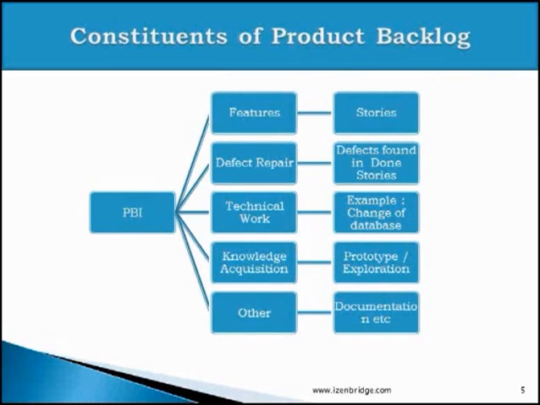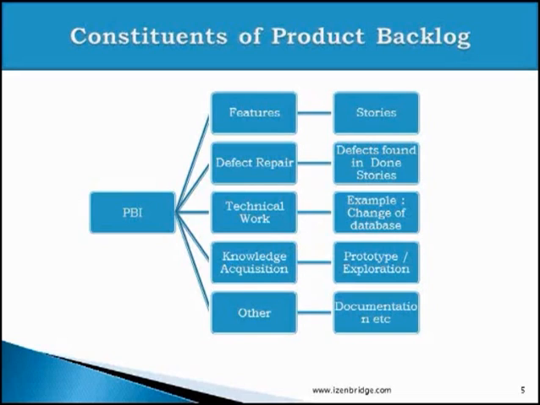So what is there in this product backlog item? Now majority of product backlog items are features. Features are usually written in the form of stories, but it's not mandatory to write all the features in the form of story. Scrum is okay even if you write those features in the form of use cases or any other form. So majority of product backlog items are features, but we may have other types of product backlog items.